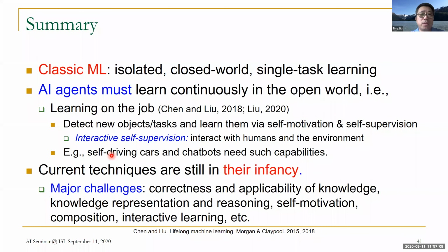Classic machine learning, as we said, is kind of an isolated, closed-world, single-task kind of learning. Of course, we can do multitask learning, but multitask learning is exactly the same as the classical model, because finally you are still optimizing the sum of the losses of every task, so you can treat that as a single task, no problem, right? However, in real life, that's not the case. You cannot learn everything in the world when you see something new.